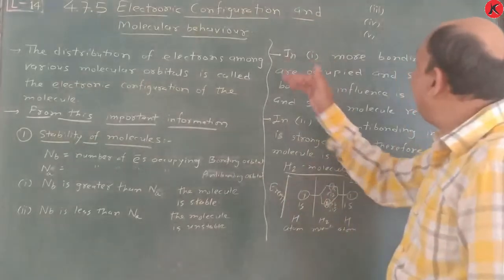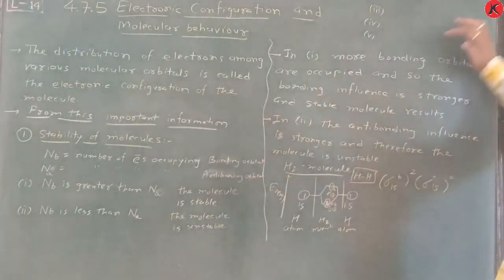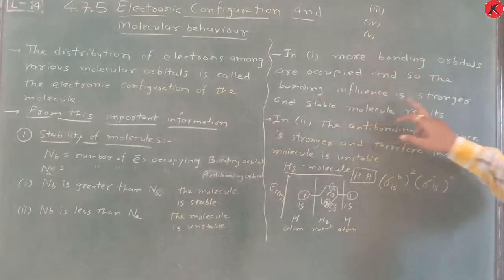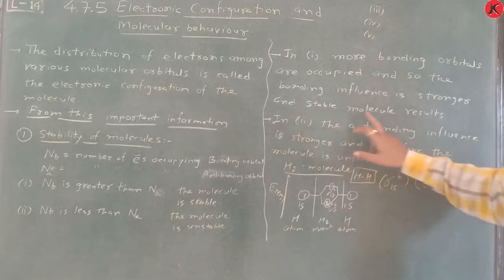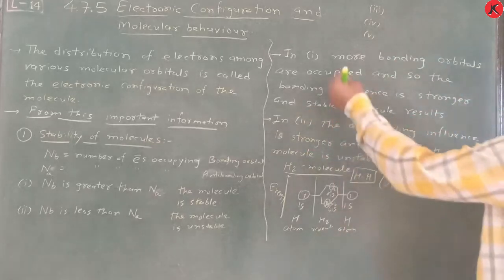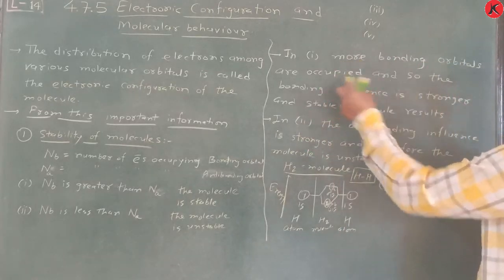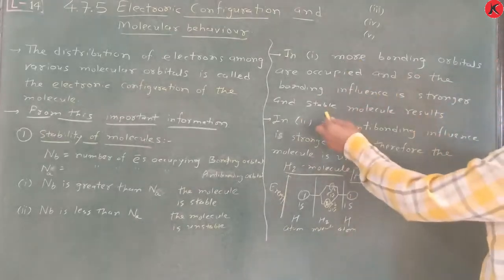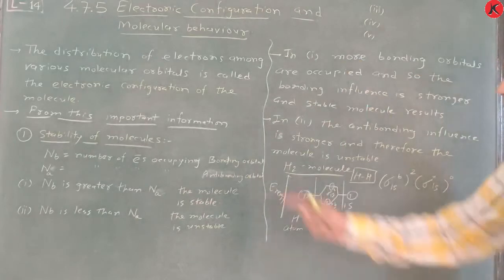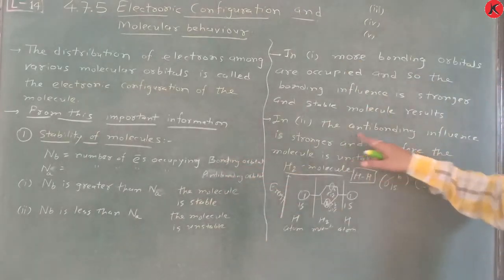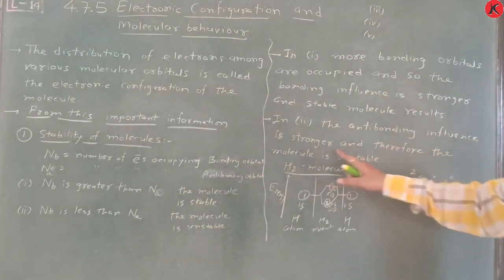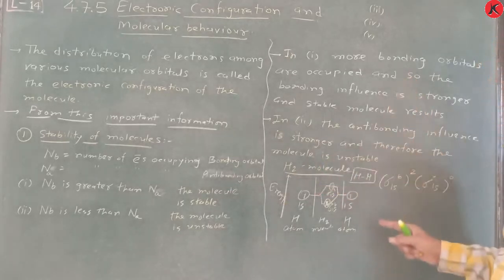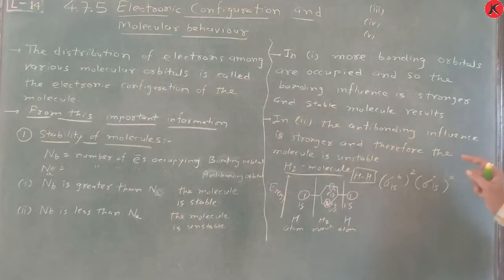So in case 1, more bonding orbitals are occupied, and so the bonding influence is stronger and a stable molecule results. Write it completely. In the second case, the anti-bonding influence is stronger, and therefore the molecule is unstable. Write it completely. This is very important in competitive exams.